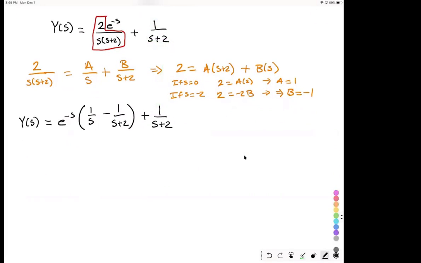Okay, now let's see. This is equal to e to the minus s over s minus e to the minus s over s plus 2 plus 1 over s plus 2. So I just distributed the e to the minus s.